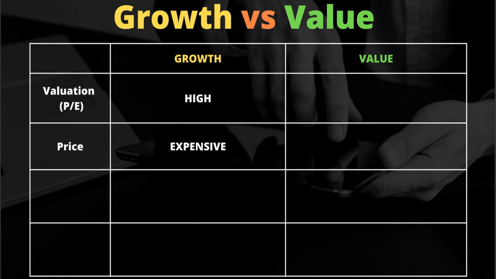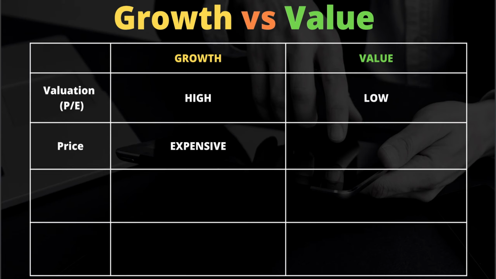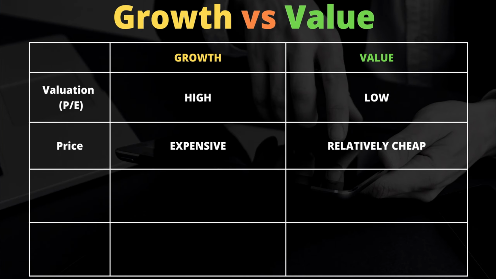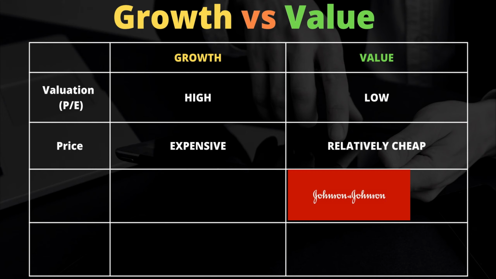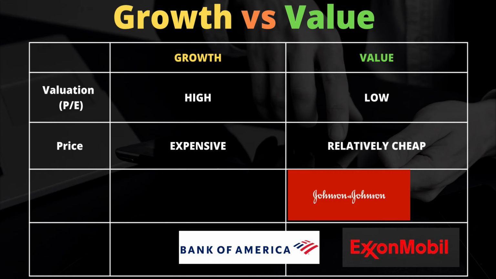Now on to the value side of stocks. Value stocks are those that usually trade at a lower price relative to their fundamentals. These tend to have a low PE ratio. Value stocks have share prices lower than those in the same industry. A few value stock examples are Johnson & Johnson, Bank of America, ExxonMobil, etc.